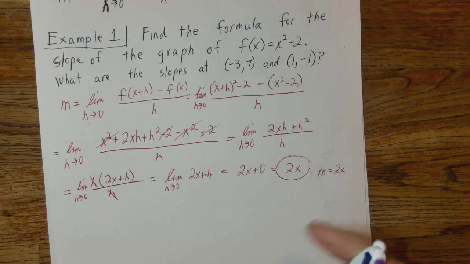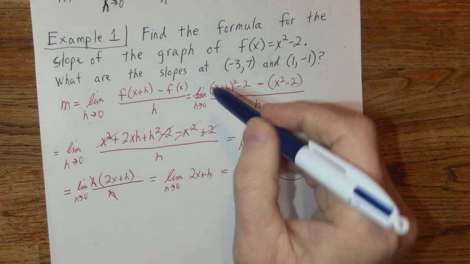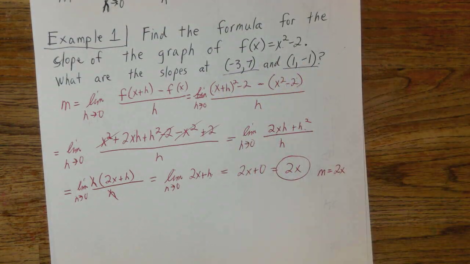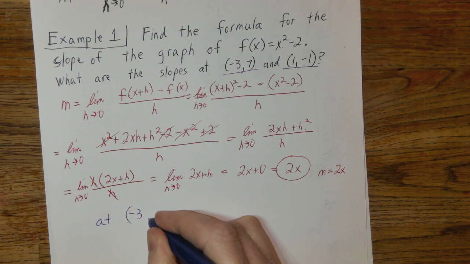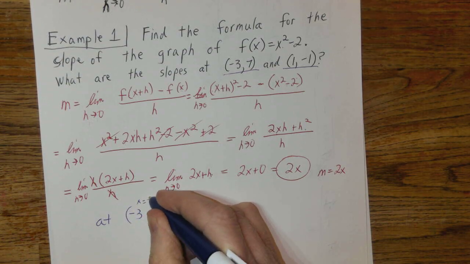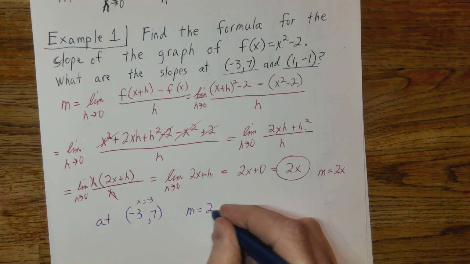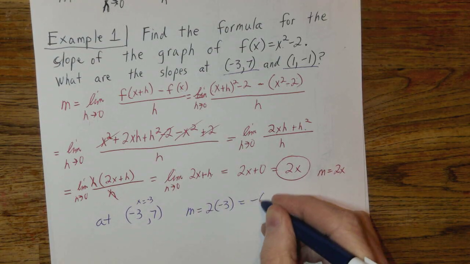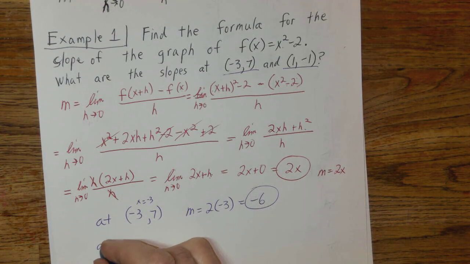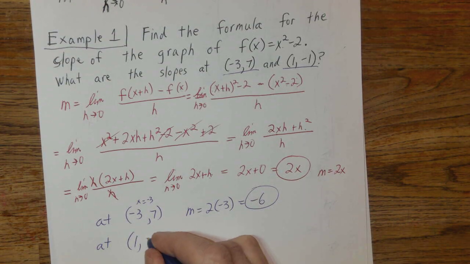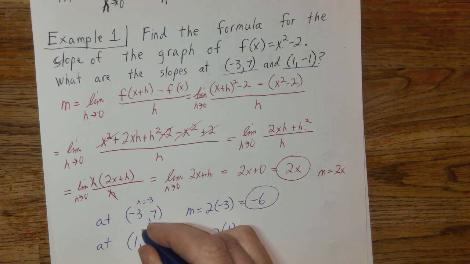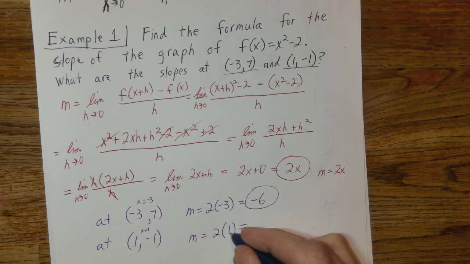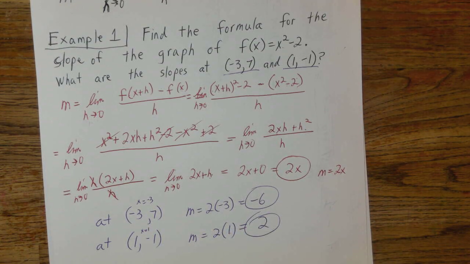Now the second part of the question asked for the slopes at negative 3, 7, and 1, negative 1. At negative 3, 7, x is negative 3 here, the slope is 2 times negative 3, which is negative 6. At 1, negative 1, the slope is 2 times 1. X is 1 in this one. And 2 times 1 is 2. So that's how that goes there.